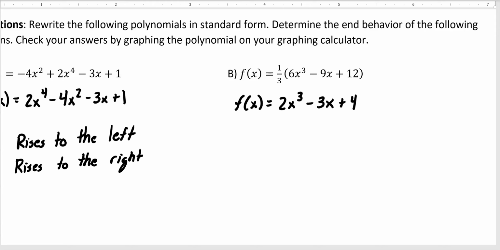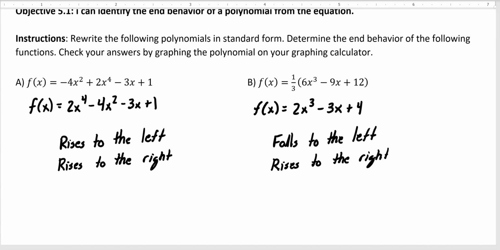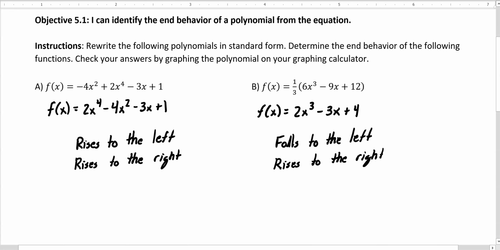All right, so we have an odd degree with a positive leading coefficient. So that means this one falls to the left and rises to the right. Now, if you're ever not sure about which of these, you can always graph them. And that's what our next objective is going to be, graphing these. This is a good skill to look at before graphing, but they really go hand in hand.